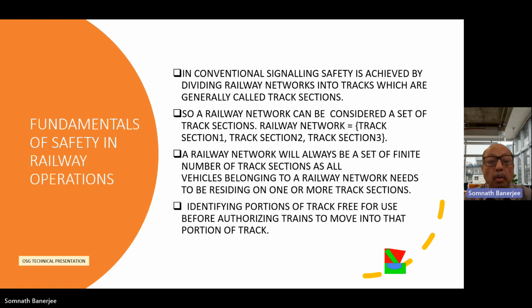Now, a railway network will always be a set of a finite number of track sections, as the railway network is a closed one, and vehicles belonging to a railway network have to be continuously on any one of the track sections belonging to the network. Fundamentally, in conventional signaling, the control equipment identifies portions of tracks which are free for use by any rail vehicle before authorizing a rail vehicle to move into that portion of the track.